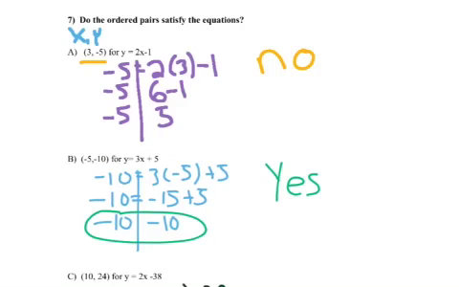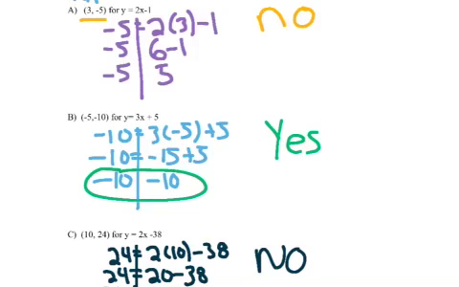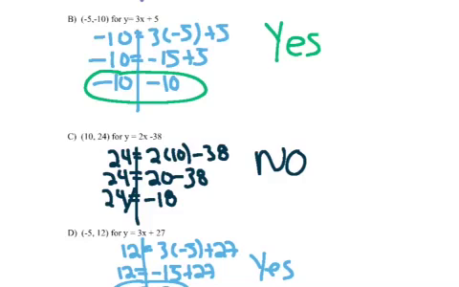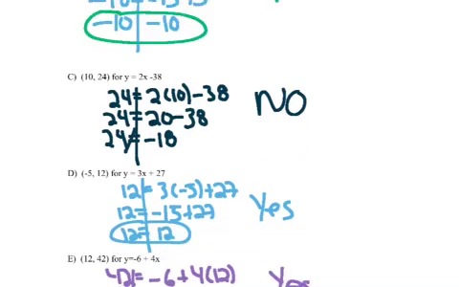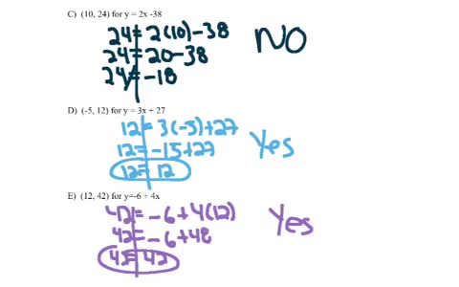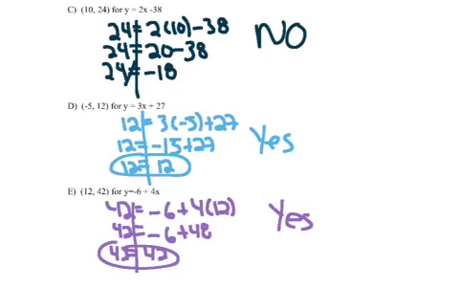So if we start to look at our answers, B is definitely yes because both sides were equal to negative 10. C does not satisfy because 24 would not equal negative 18 when I simplify that side. D, yes, because when I simplified this side, I would also get a 12. And E works because 42, when I simplify this side, I would also get a 42. So I hope that helped you remember how to see if an ordered pair satisfies an equation.